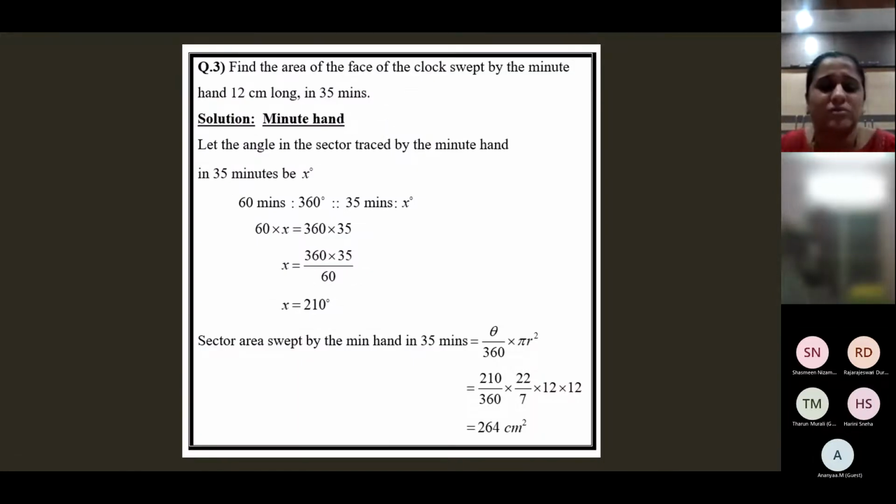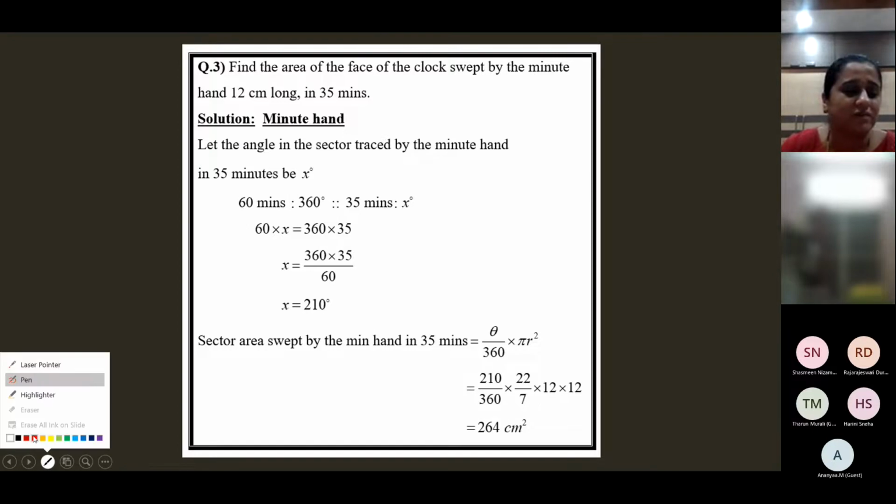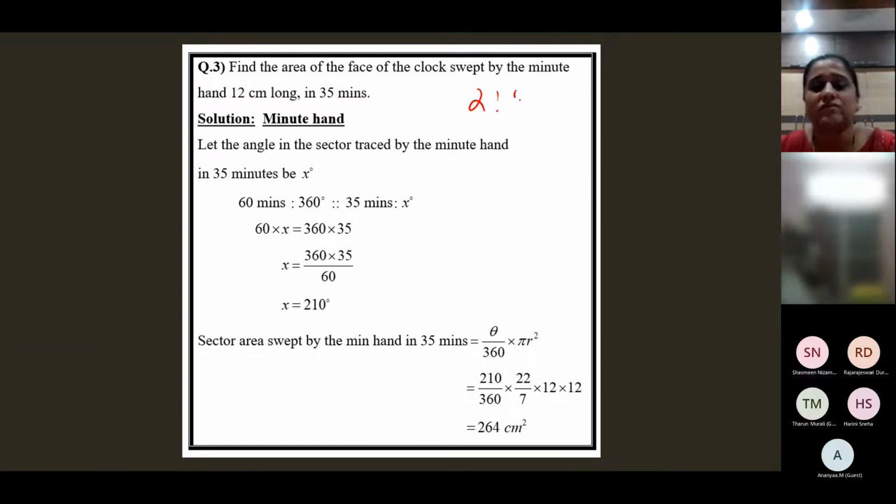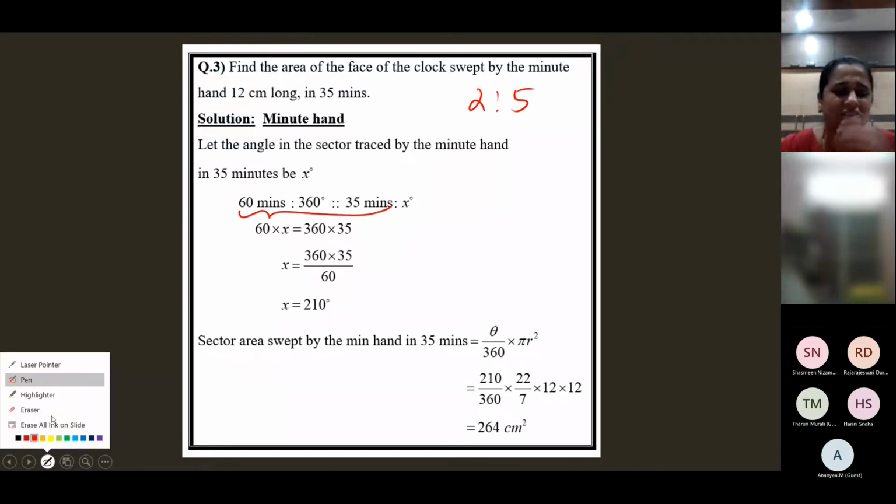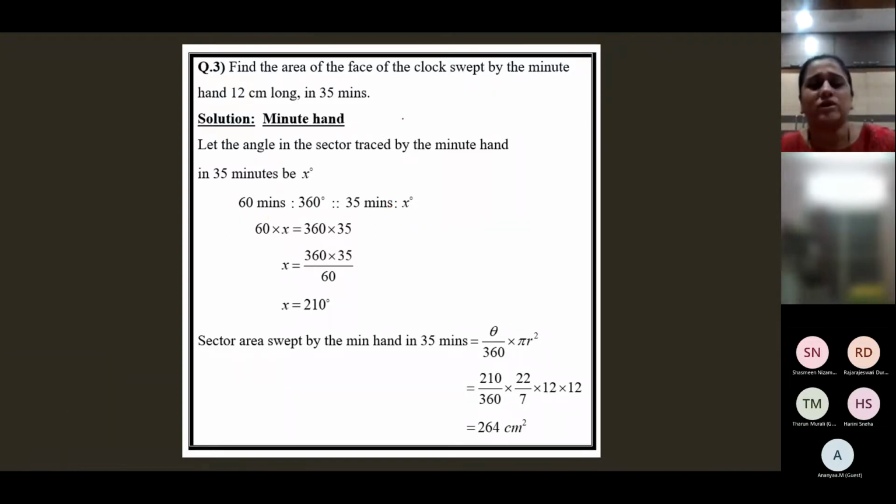So I've just used a proportion here. It's the same proportion. Now when I say 2:5, don't think I explained something else, but I've written something else. It's the same. You can just do what I told you earlier. When I say 2:5, it means 2/5.